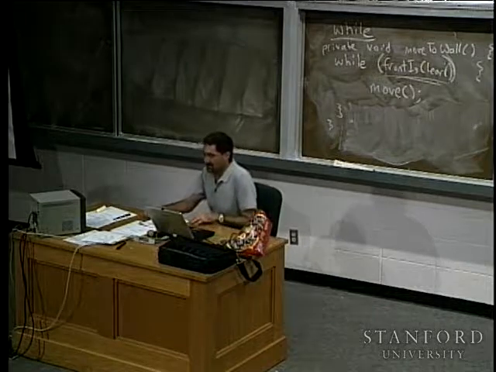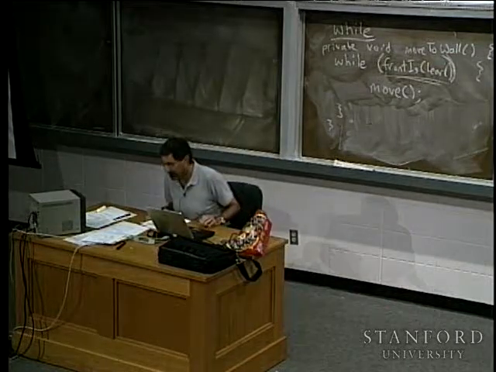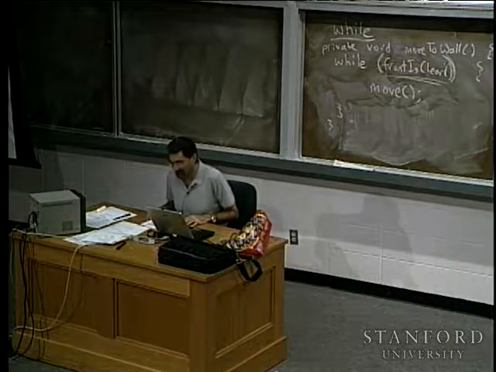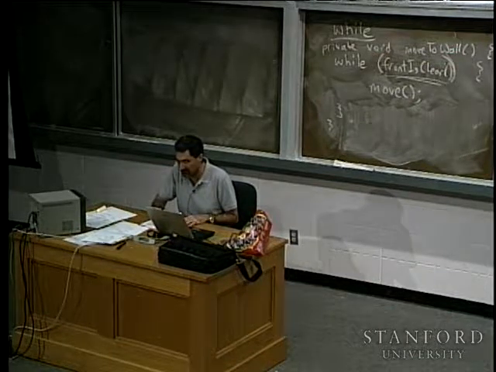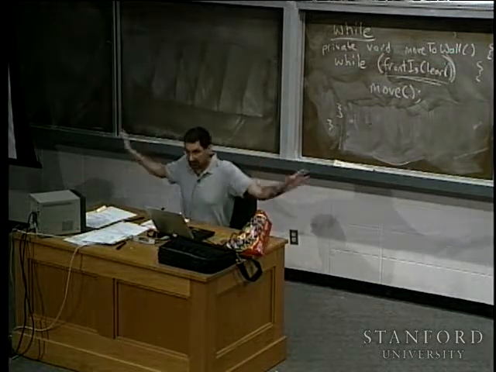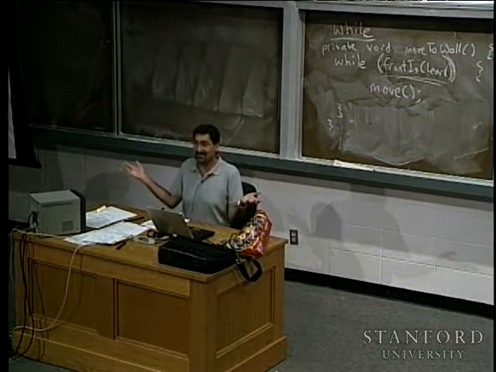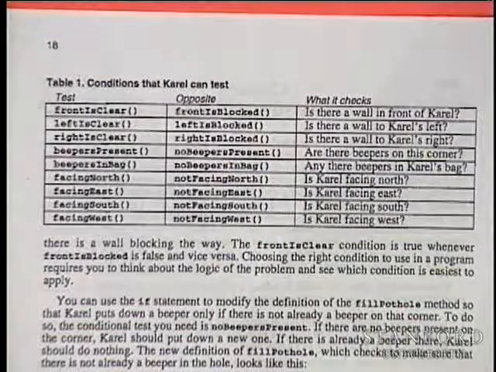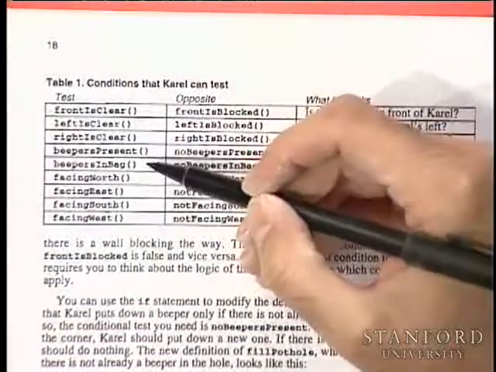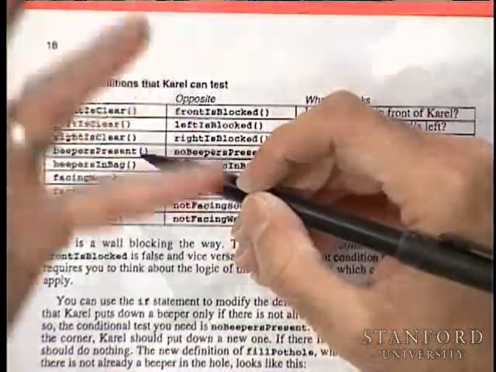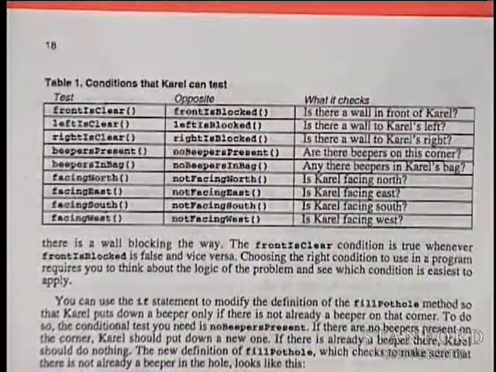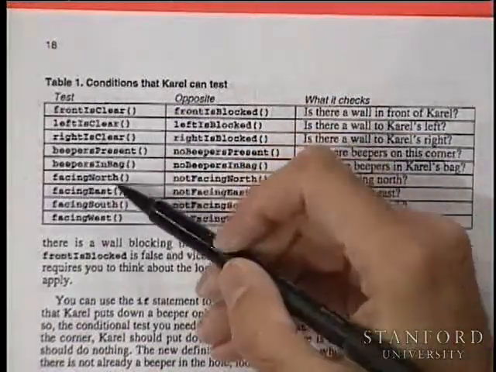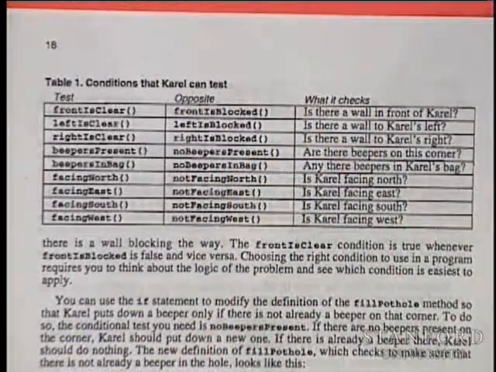So on page 18, there's the lovely table 1. And these are all the conditions you can check in Carol. There's front is clear, left is clear, right is clear, so you can sort of check to your left and right. There's no behind is clear. Important for babies, not for Carol. There's beepers present, which means, is there a beeper, at least one on the corner that you're at? Are there beepers in your bag? Is your bag not empty? Are you facing north, east, south, or west? So you can check all those conditions.